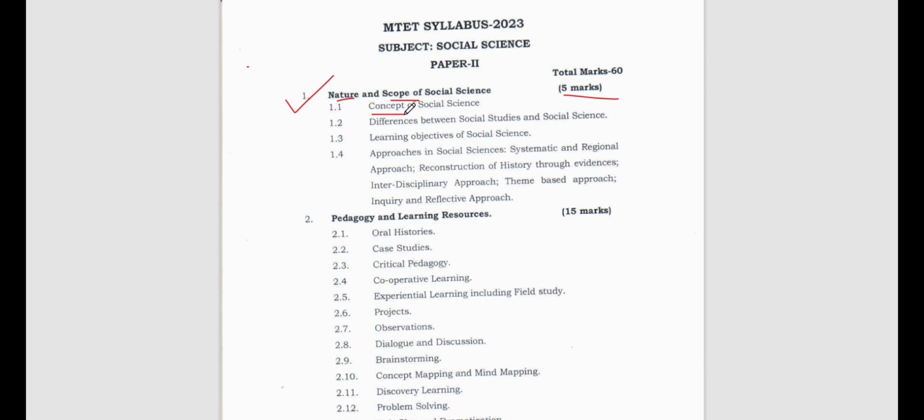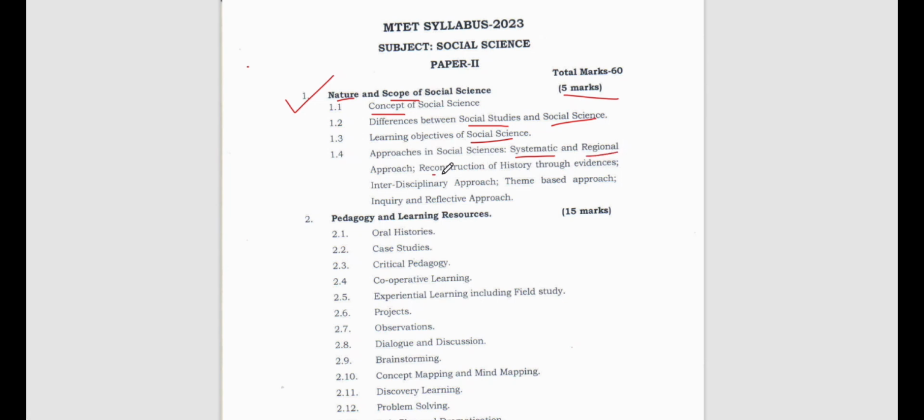Here we will be learning about the concept of social science, then differences between social studies and social science. So how are social studies and social science different from one another, that we will learn here. Then learning objectives of social science. What are the different types of learning objectives in social science, that we shall discuss out here. Then approaches in social science, systematic and regional approach. So what are systematic and regional approaches to social science?